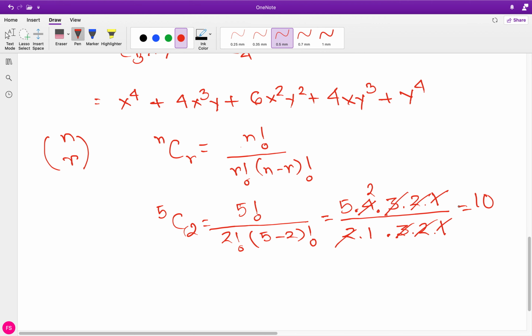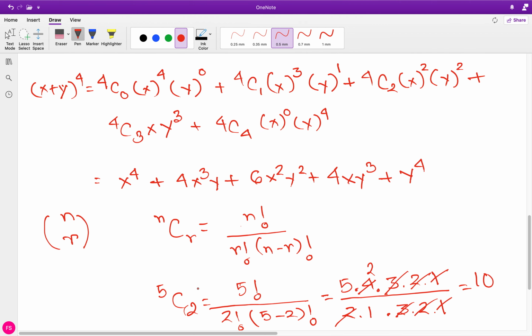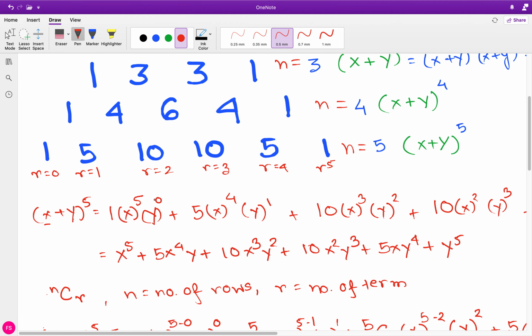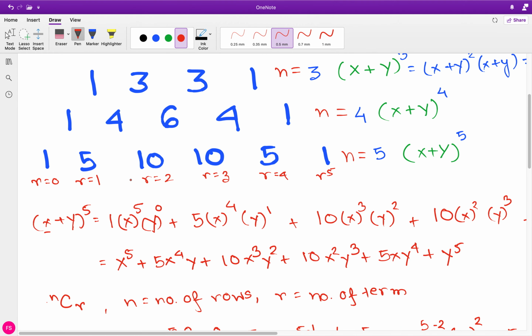Now if you look at the Pascal's triangle, let's look at 5C2. We did 5C2. Here, this is my 5C2. So you can see that 5C2 equals 10. Now, why do you need to use it?